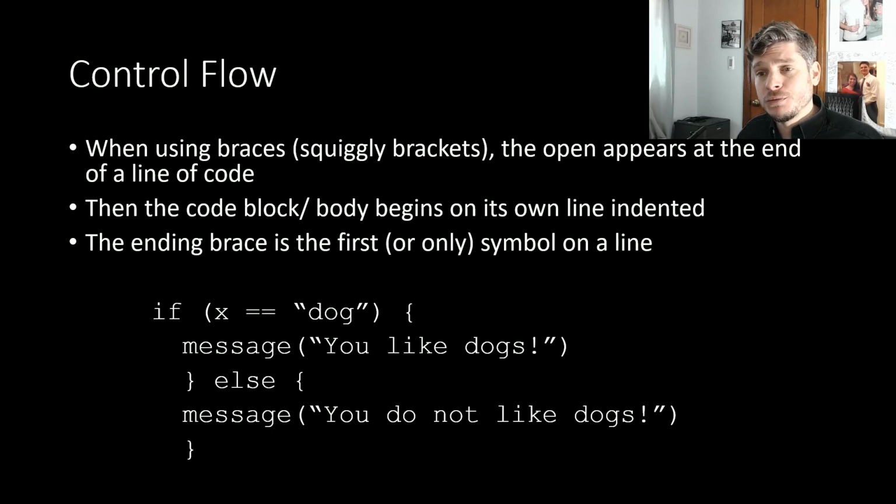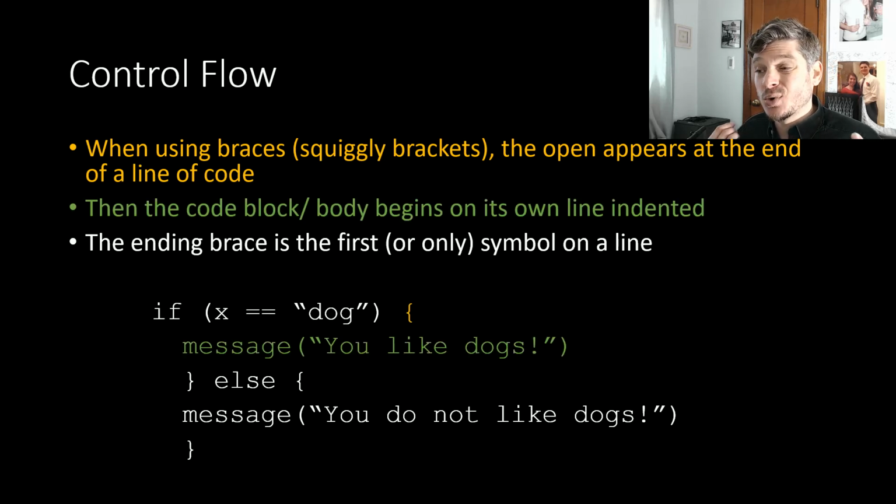When it comes to control flow, we always use braces to separate out our instructions. And when we use braces, the open ones appear at the end of a line of code. So, for example, the code down here at the bottom, I have a control flow question. If my value is dog, then I want my code block, my instructions. So I start with my brace, my open squiggly bracket, and that's always going to show up at the end of the line of code.